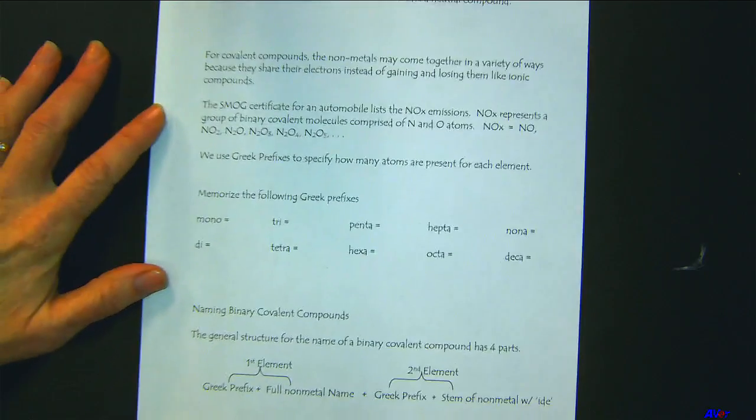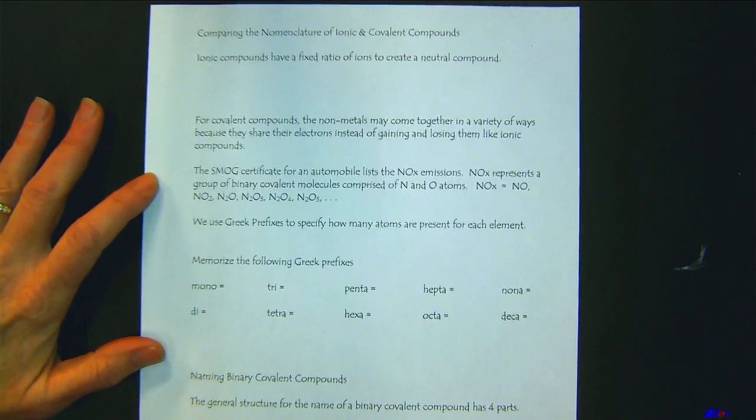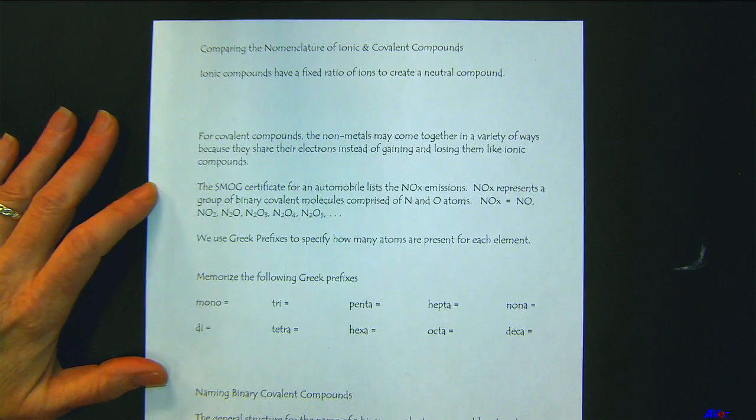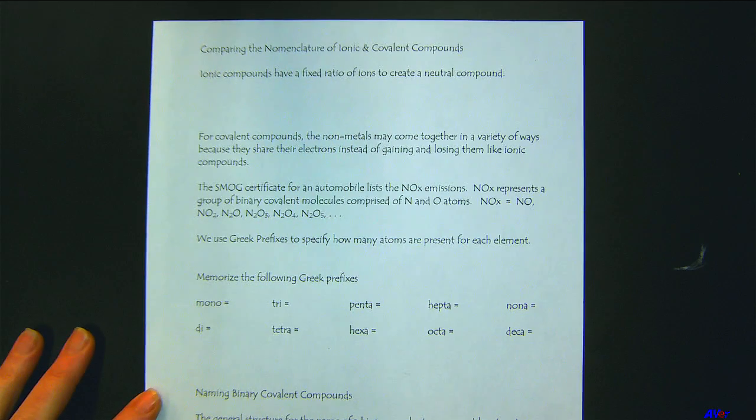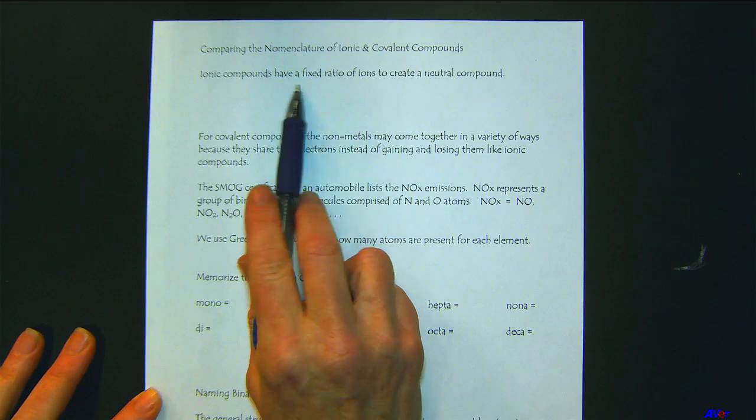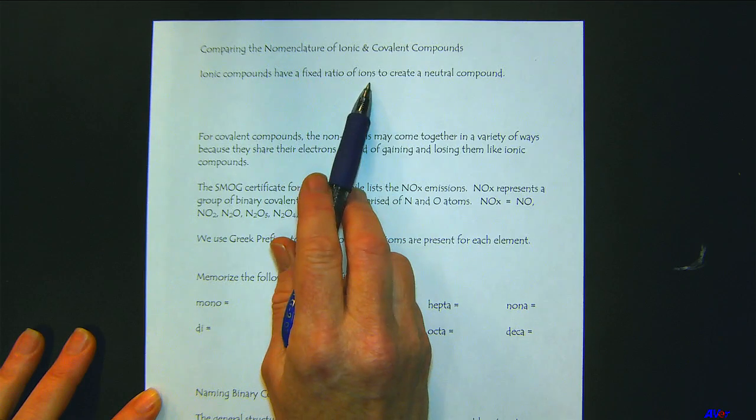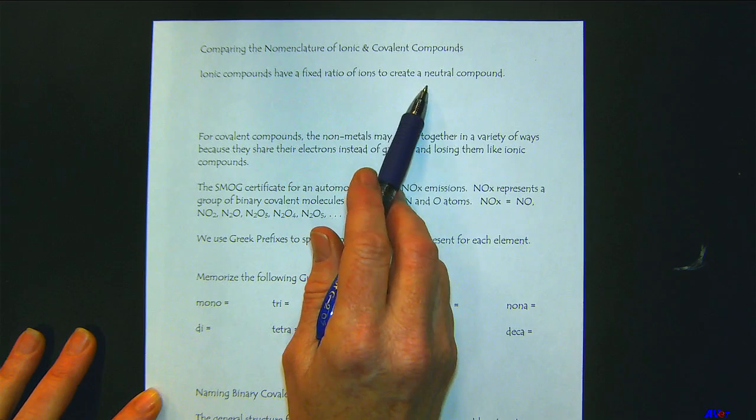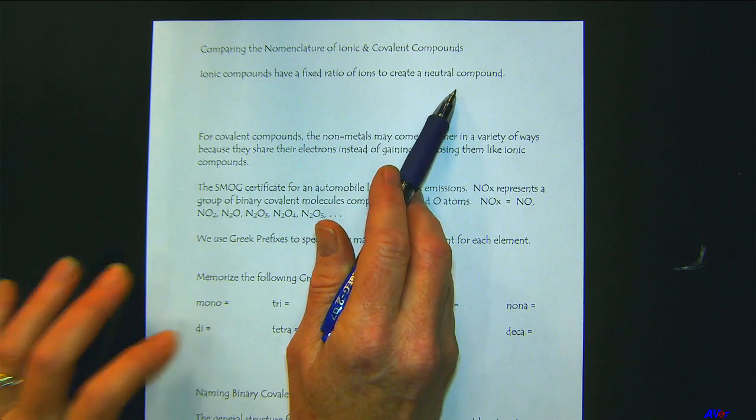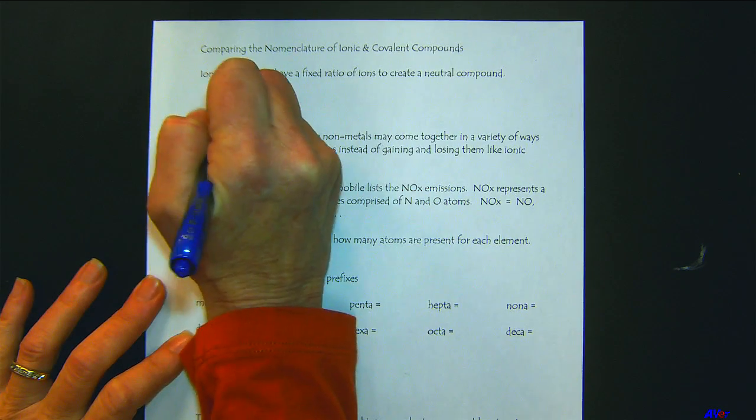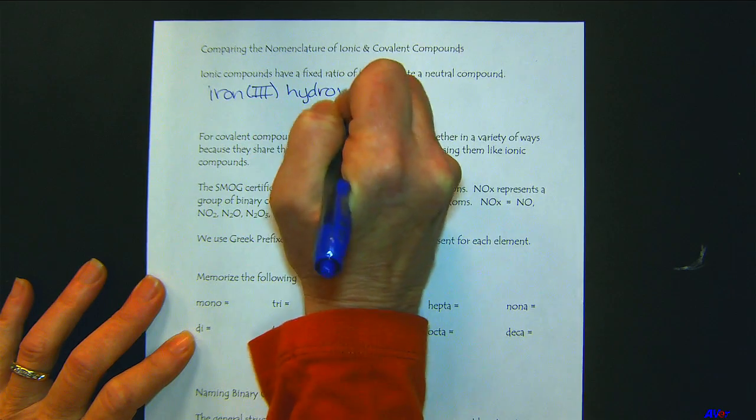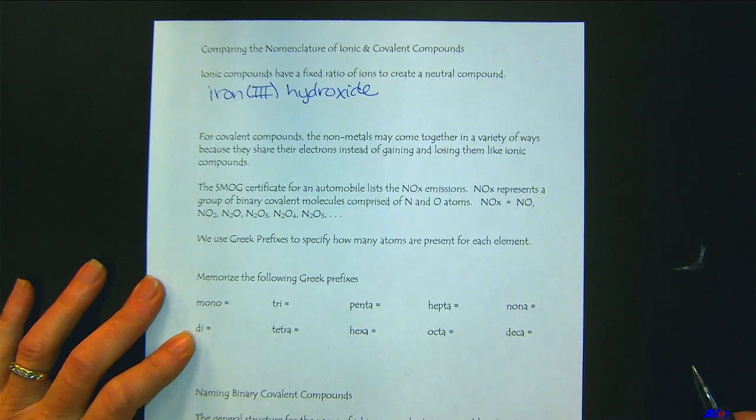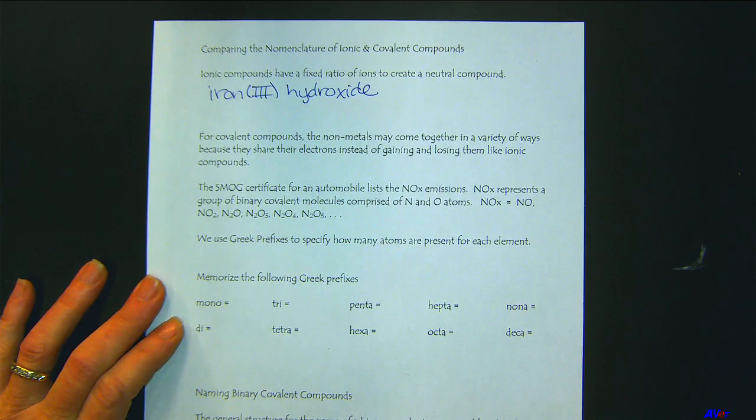The next two pages will be for the binary covalent compounds. Before we get into those, let's reflect on what we know about nomenclature so far. For ionic compounds, it's always a fixed ratio because the charges of the ions have to balance out to create the neutral compound. For example, if we read the name iron(III) hydroxide, this is a perfectly good name. This is all we need to know to figure out the chemical formula.